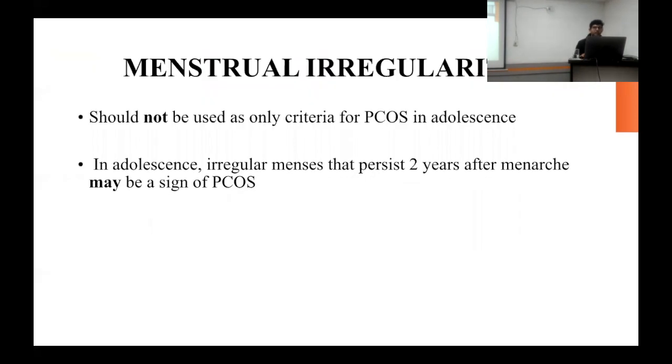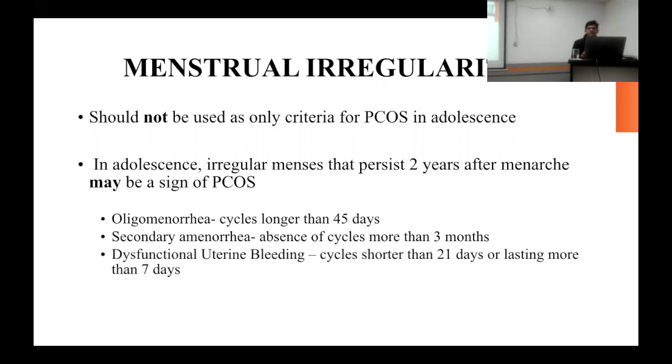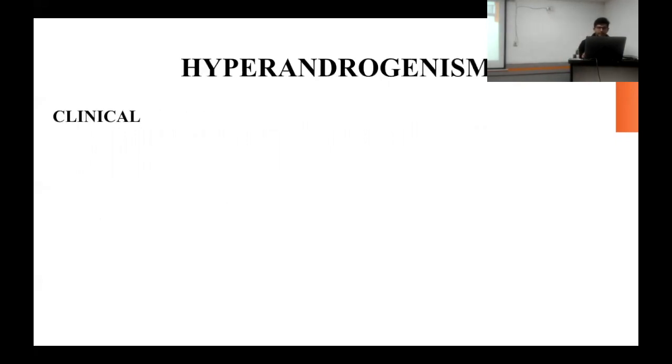Coming to hormonal irregularities, what is important, this should not be used as the only criteria in PCOS in adolescents. It may persist after 2 years post-menarche. It includes oligomenorrhea, which is cycles more than 45 days. Secondary amenorrhea means 3 months of amenorrhea after normal cycles. And dysfunctional uterine bleeding means cycles less than 21 days or bleeding lasting more than 7 days.